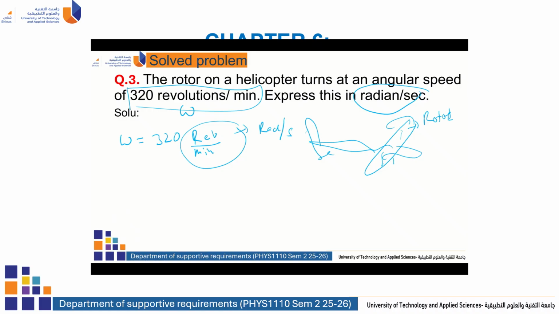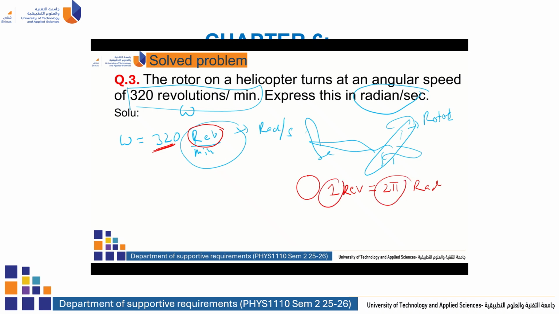So how to change? First, I need to change this revolution. If I mark here, this is one revolution, and one revolution is equal to 2 pi radian. So how many revolutions are there here? This is 320 revolutions, and here one revolution is 2 pi.